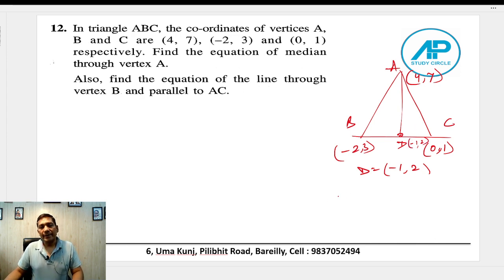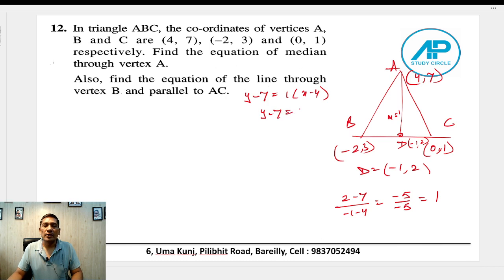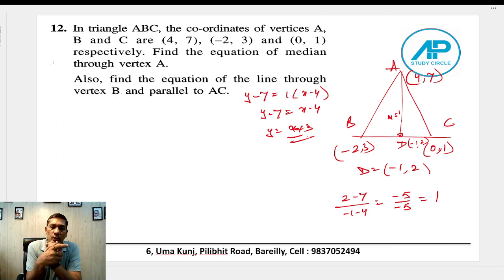Find the slope of AD. That is 1. Y minus 7 equals x minus 4. Y equals x plus 3. This is the part of answer of first part. So you can see the median. You found out the midpoint, so you have the two end points of the median. You found out the slope from them and the equation of AD you easily got from there.